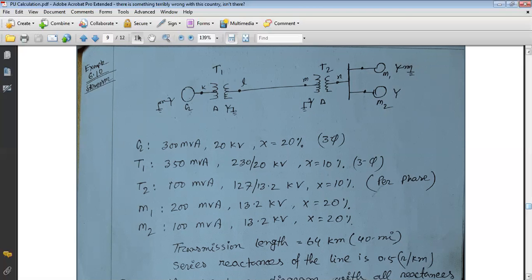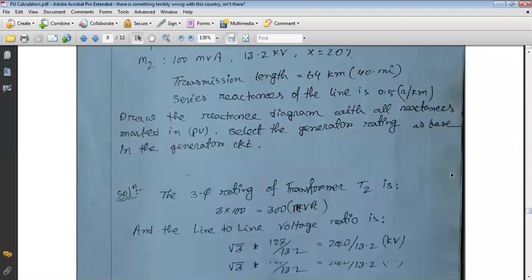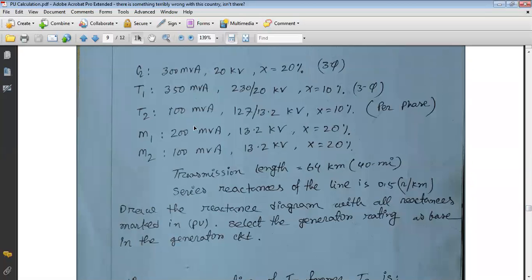To convert the transformer T2 rating to three-phase rating: the power rating for transformer T2 is given as 100 megavolt ampere for single phase. This is a three-phase transformer, so if we multiply this power by 3, we will get the three-phase power rating. To convert single phase to three-phase power rating, we just multiply the single phase power rating by 3. The single phase power rating is 100 MVA. If we multiply it by 3, the result is 300 megavolt ampere. So this is the three-phase power rating for transformer T2. Simply, we can convert this value.